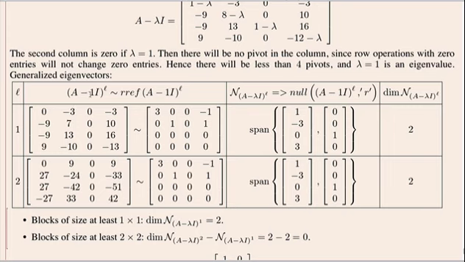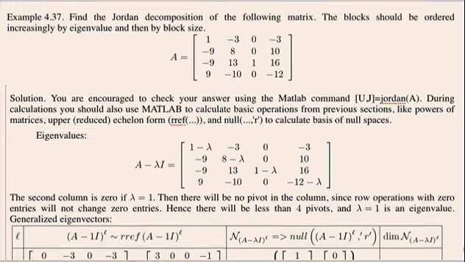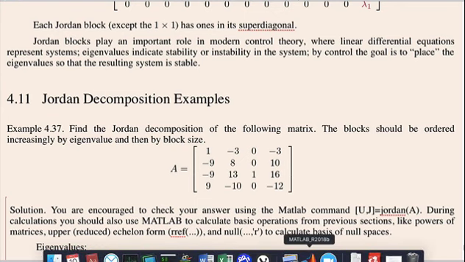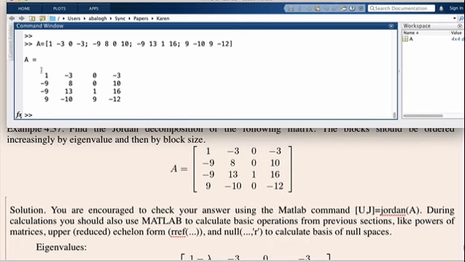That means we just have A minus 1 times I. One way to calculate this, let me actually start calculating using MATLAB. Let's create A: 1, minus 3, 0, minus 3; minus 9, 8, 0, 10. Next row: minus 9, 13, 1, 16; and 9, minus 10, 0, minus 12. Make sure that you entered it correctly.